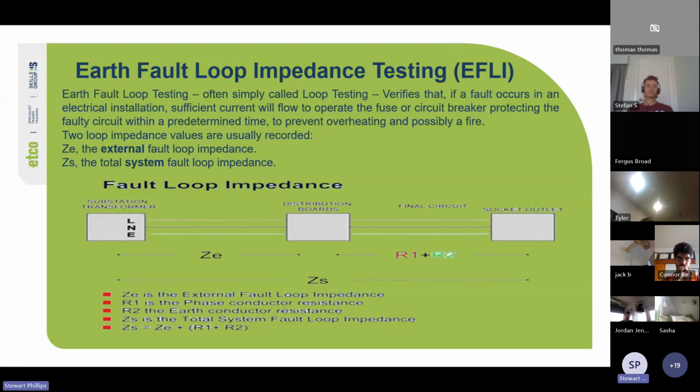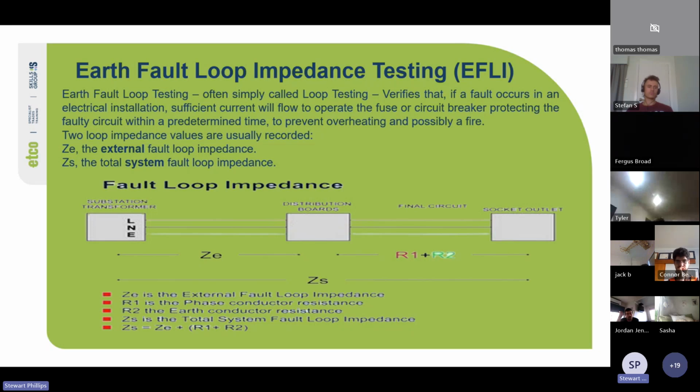So fault loop impedance. Your ZE is from your substation transformer to your distribution board, and then ZS is from your substation transformer all the way to your socket outlet. Your ZE is done at the distribution boards, and your ZS is done at your socket outlet. ZE is the external fault loop impedance, so distribution board to substation transformer.